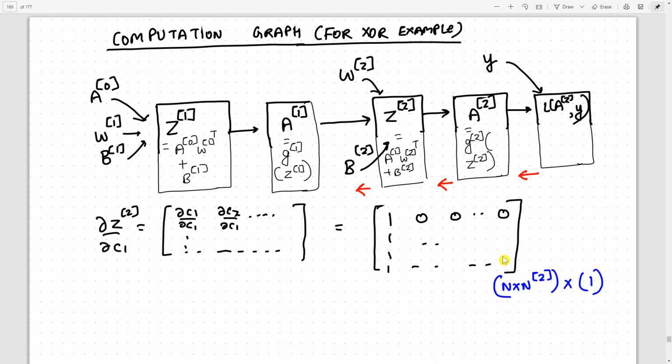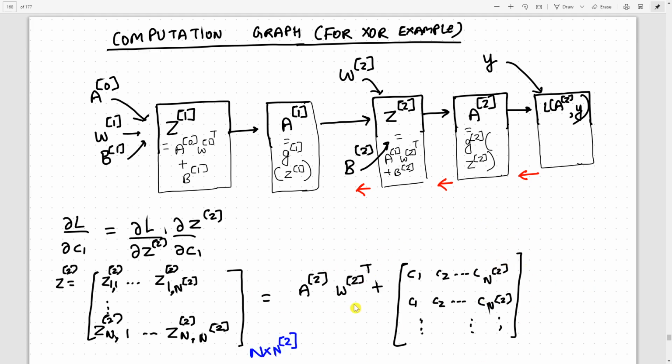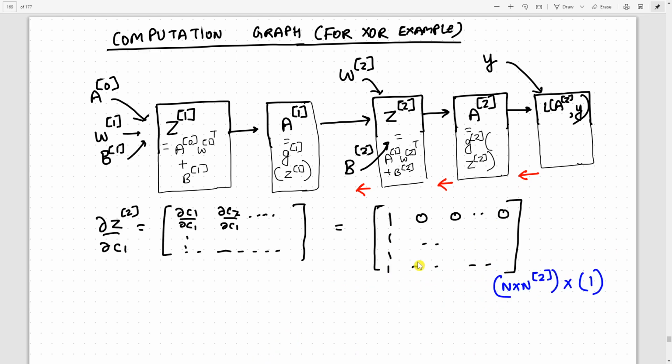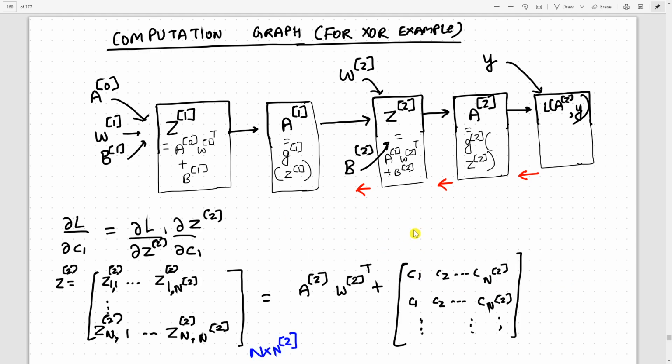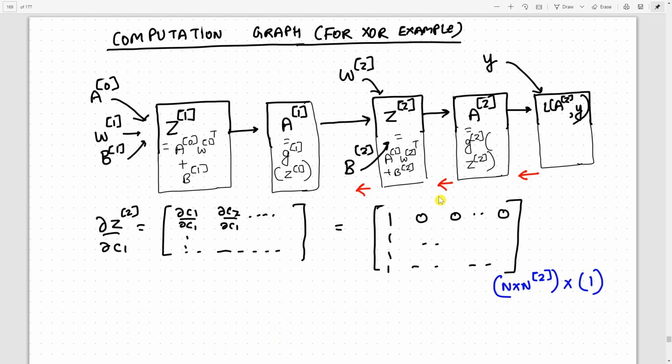which, as you would have seen, if you want to compute the gradient of this entire matrix with respect to C1, you element-wise compute the gradient with respect to C1. Since only the first row has C1, and the remaining rows don't have anything to do with C1, the first row will turn out to be all ones, right? And this is of the dimension n cross n2 cross 1. So Z2 is of the dimension n cross n2 and C1 is of the dimension 1. So the generalized tensor shape is n cross n2 cross 1.